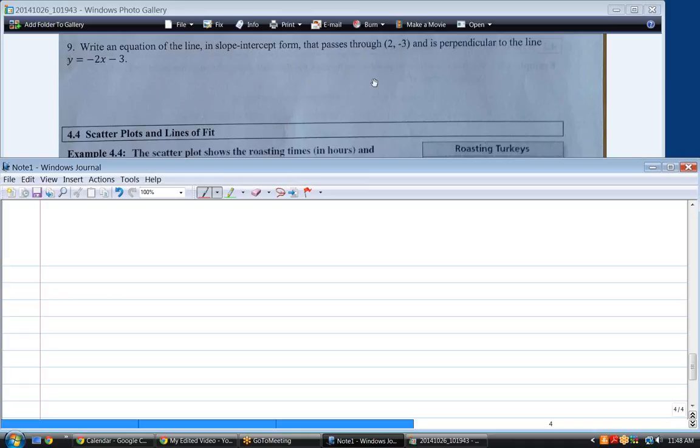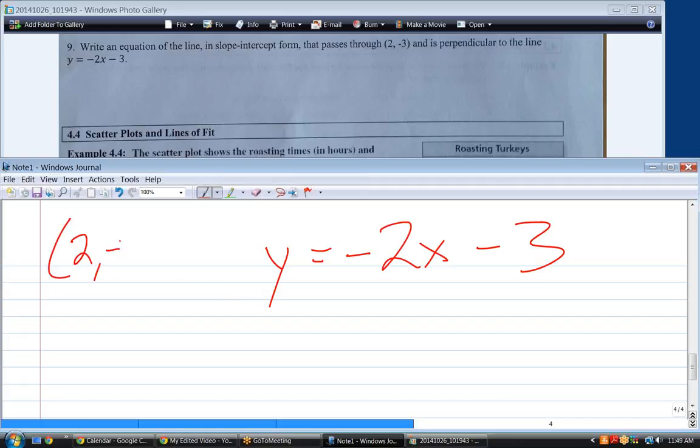Okay. So for this one, here's the equation. Here's the line they have given us. And they want the equation of the line that is perpendicular to this line and goes through the point (2, -3). Notice that the point (2, -3) has nothing to do with this line over here. It's completely independent. That's just a point that our new line goes through.